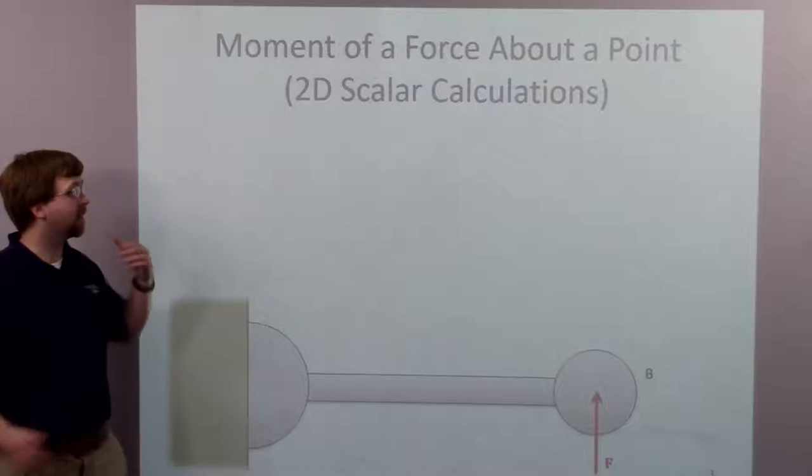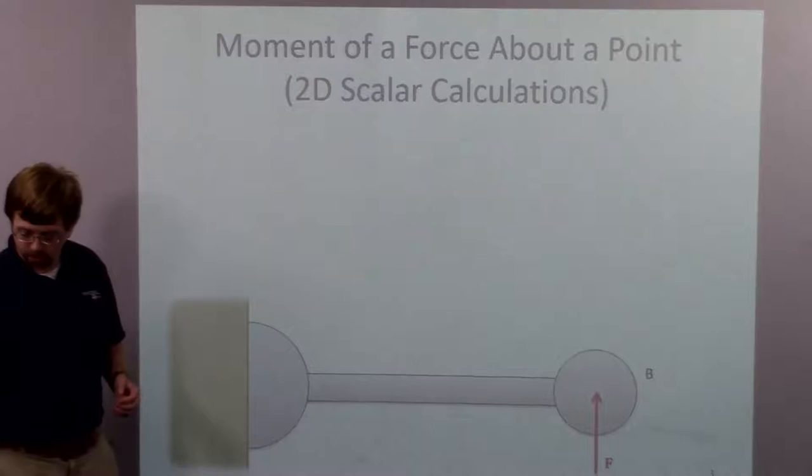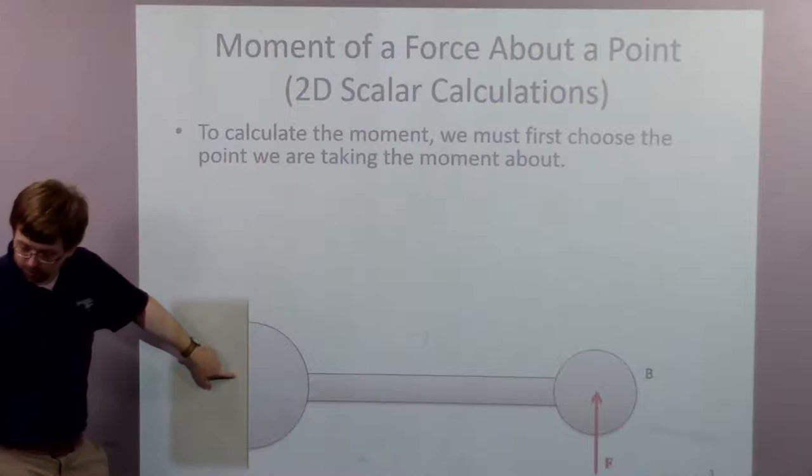All right, so how do I do the calculations? We're going to start in 2D. And here I've got just a lever. So I've got the lever arm, and I'm pushing with some force on the end there. If I want to calculate the moment, the first thing we need to do is choose a point that we're going to take the moment about. Depending on the point, we're going to get different moments. So I'm going to choose the base of the lever over here. So point A is where I'm taking the moment about.